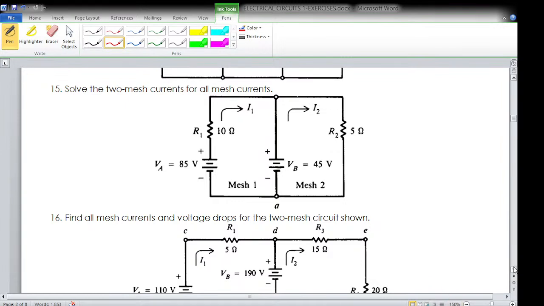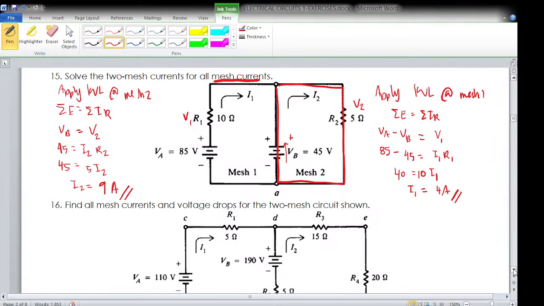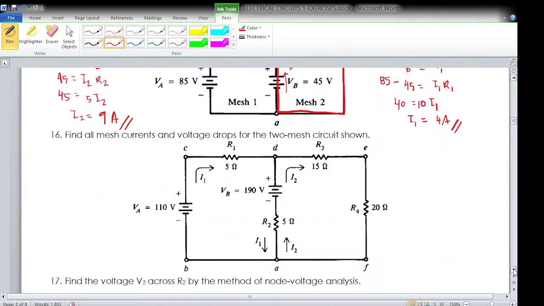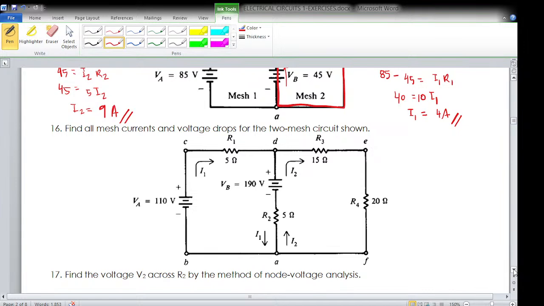Then, kindly screenshot this number 16, and you have 30 minutes to do that. Again, solve for the mesh current and the voltage drop. How many mesh currents are there? Kindly screenshot now. How many mesh currents are you solving? Two. Okay. And then, how many voltage drops? 4, ma'am. Okay, it's 4.